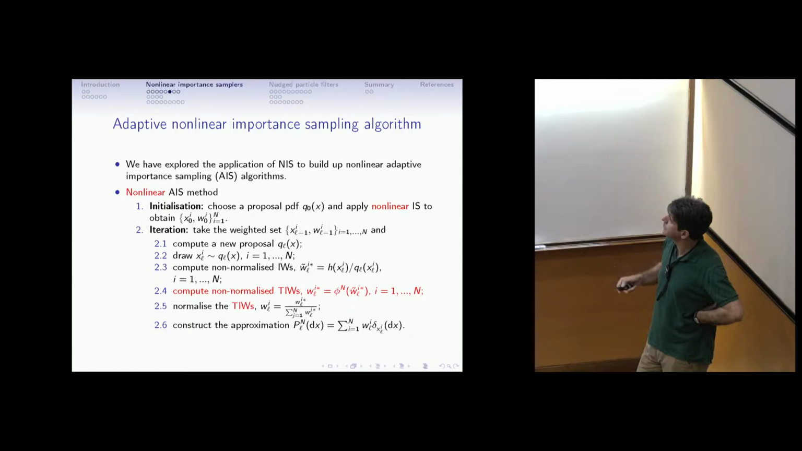Just the computation of transformed weights again. So the algorithm is nearly the same, but you introduce this nonlinearity here. Okay. So again, it's very simple, very easy to implement, very straightforward, hardly any additional computational cost, and also hardly any additional intellectual cost.